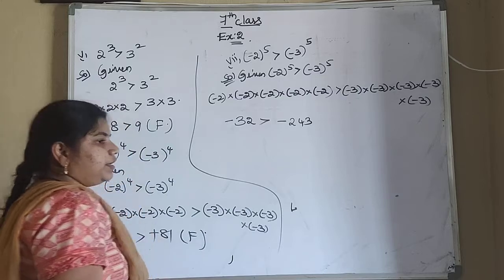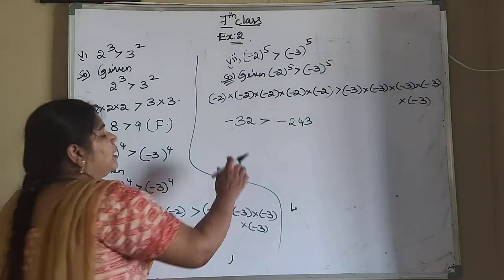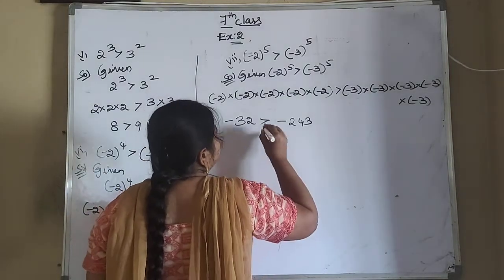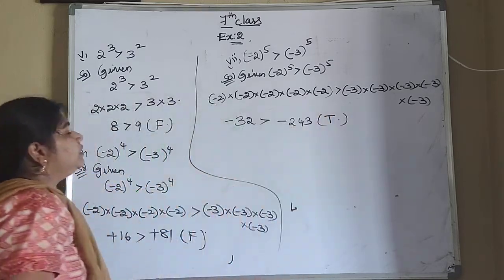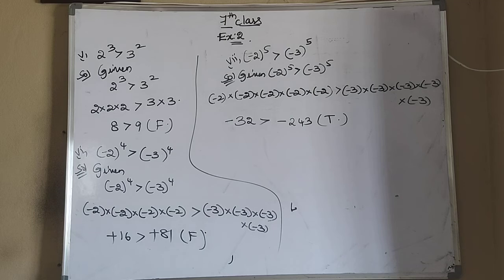So which is greater here? Because they are in negative form, minus 32 will be greater than minus 243. So that is true. So with this our exercise 2 is completed.